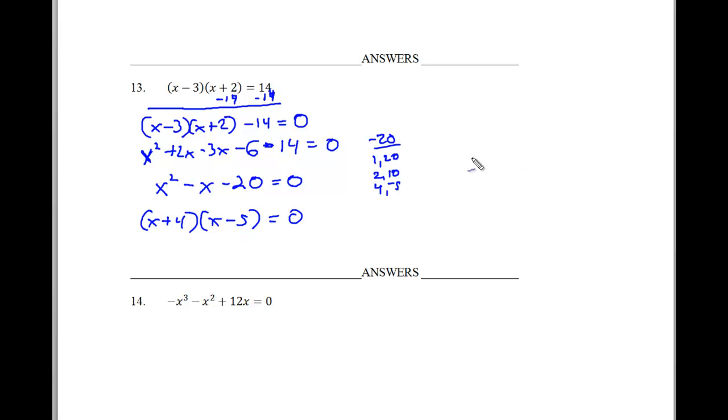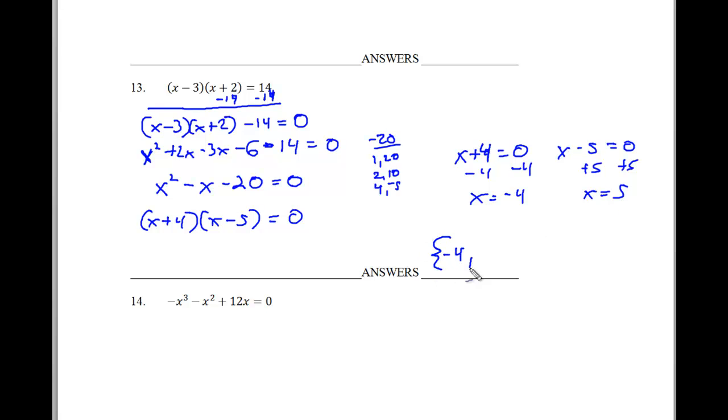Now for the other half of the problem, I'm going to have to set my answers to 0. So I've got x plus 4 is equal to 0, and I've got x minus 5 is equal to 0. Subtract the 4 from both sides, add the 5 to both sides. x equals negative 4, x equals 5. So here's my set. -4, 5.